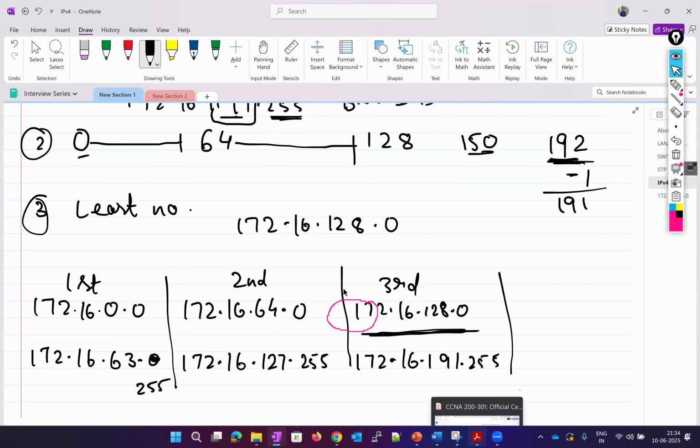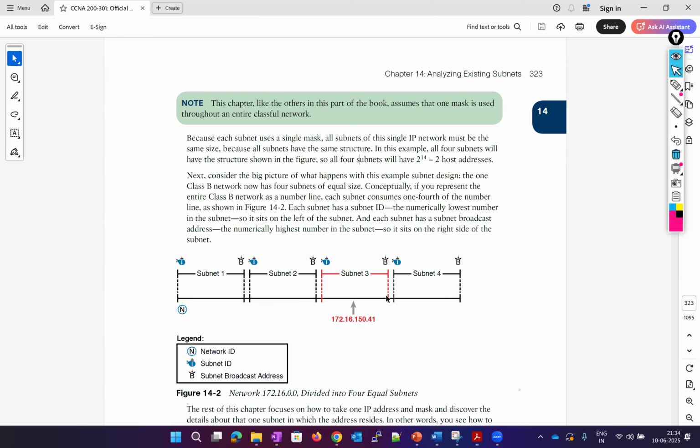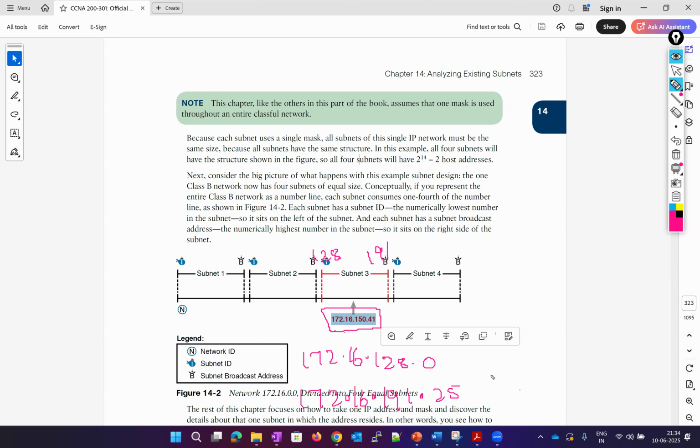And let's see over here. See, I've shared this PDF. You can check page number 14 for CCNA Volume 1. We can see this IP address is in the third subnet. And the third subnet starts at 128 and ends at 191. And here is our IP address. It starts at 172.16.128.0 and ends at 172.16.191.255.